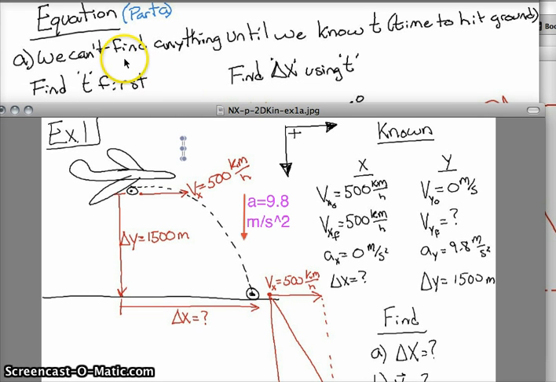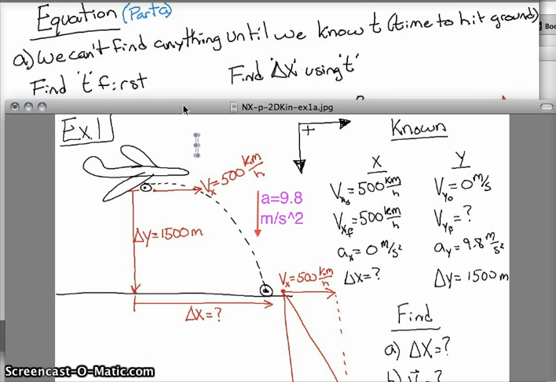This is the equation part of it here. And again, we are going to find the time first. Once we find the time, that's going to allow us to find the delta x. That was kind of the issue here, is that without knowing the time, we can't actually do anything to find the delta x. So let me slide this over.